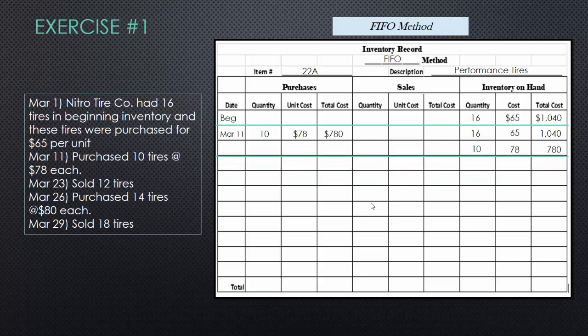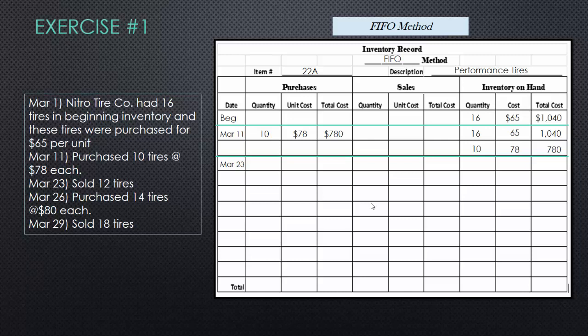Next up, on March 23rd, we had a sale of 12 tires where we're using FIFO now. And that means the first tire that we have in inventory that we purchase is going to be assumed to be sold every time we make a sale. In other words, we're always selling our oldest inventory first. Well, what's our oldest inventory? It's what we had in beginning inventory.